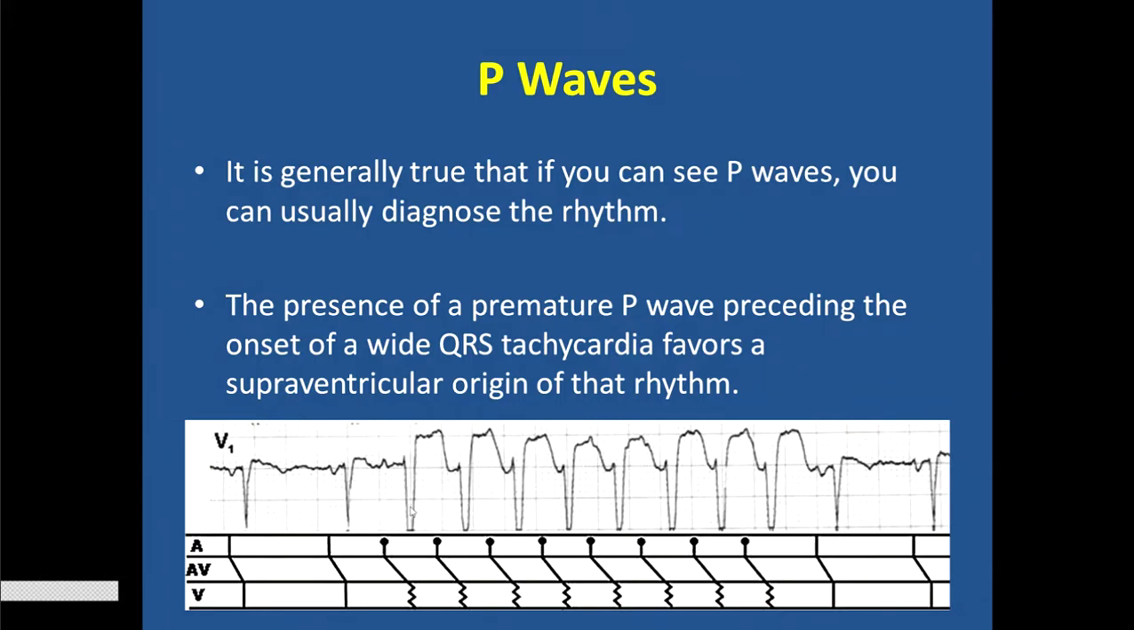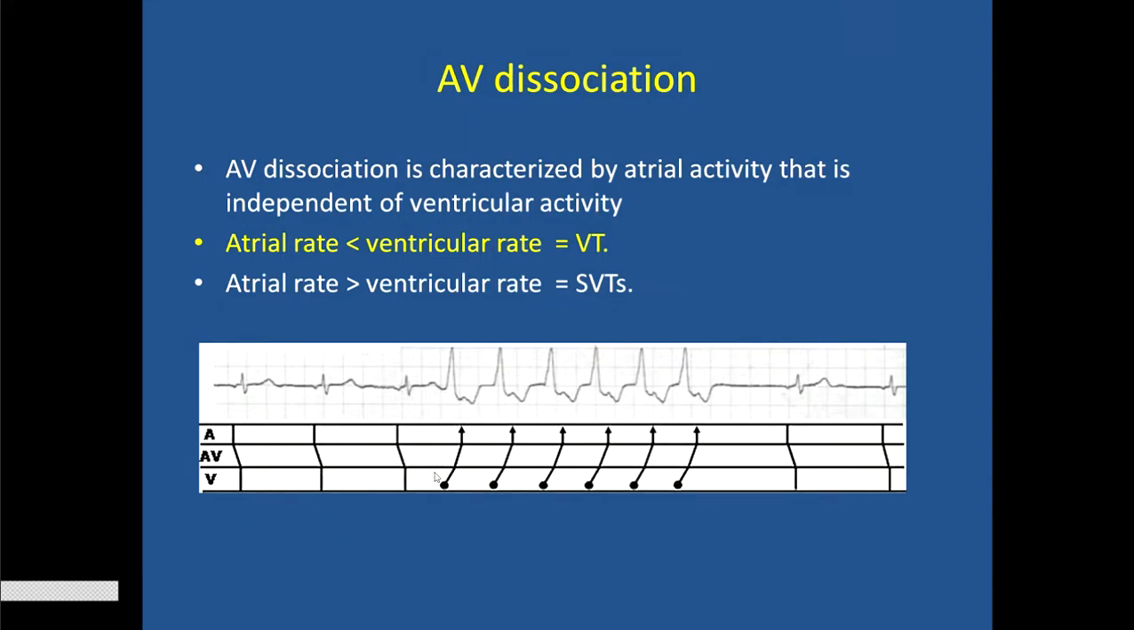What is important is, in the diagram shown, there is a broad complex tachycardia, but it is very important for us to realize there is a premature P. In the presence of a premature P wave preceding the onset of wide QRS tachycardia, this favors a supraventricular origin of that rhythm. So AV dissociation is characterized by atrial activity that is independent of the ventricular activity. So the atrial rate, if it is less than the ventricular rate, it is a VT, and atrial rate more than the ventricular rate is SVT.